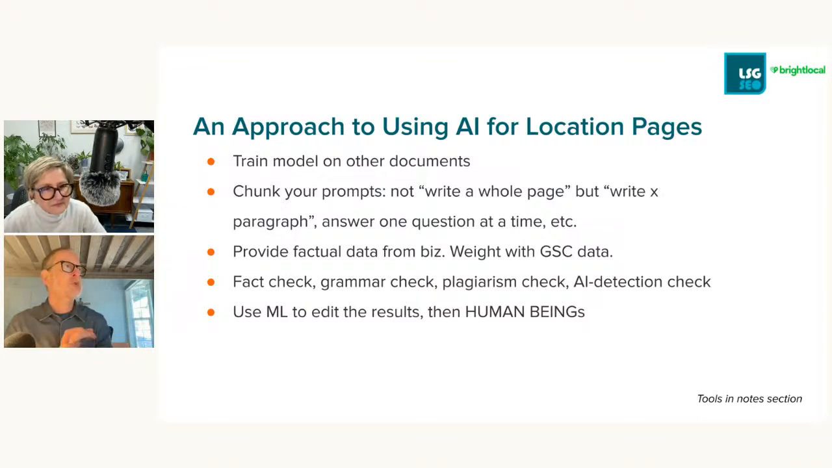You want to provide factual data from the business, whatever you have, like we're located near XYZ, we do ABC. I haven't put it in here, but you also ideally would want to scrape the people also ask and related search results from Google, the search results that you're trying to target, and have those weighted into the AI training. And then you need to do a lot of fact checking, grammar checking, and ultimately use human beings to edit it. So all of our AI content gets edited by human beings. Whenever we've tried to do it without human beings, the results have been really meh.